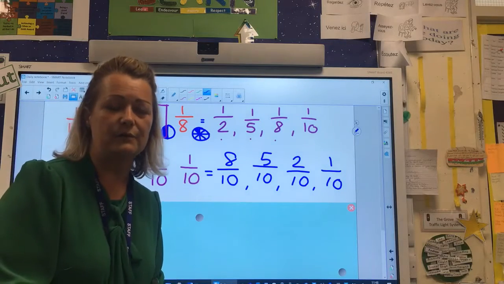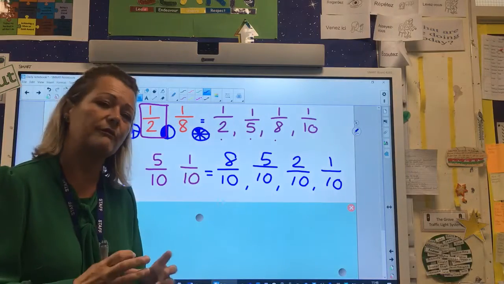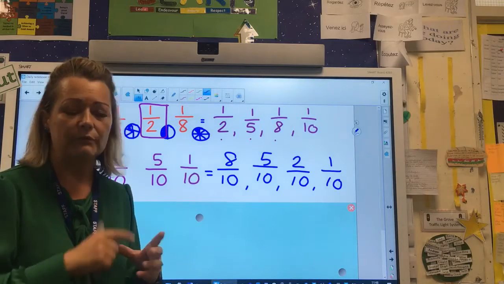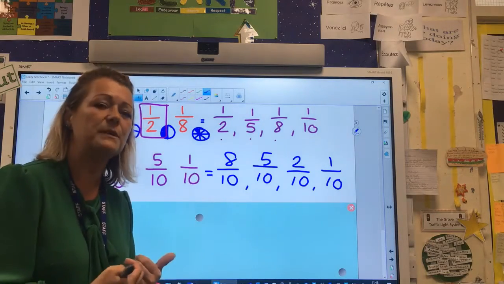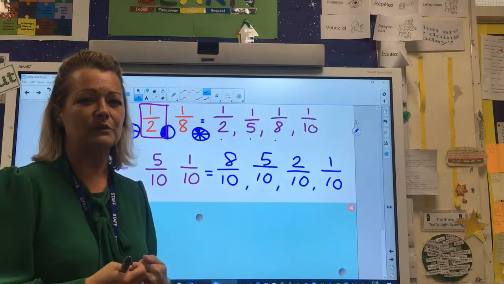Draw it if you need to. Sometimes it helps to draw a fraction out. Draw it as a circle, so think of it as a pizza or a cake. That really does help sometimes.